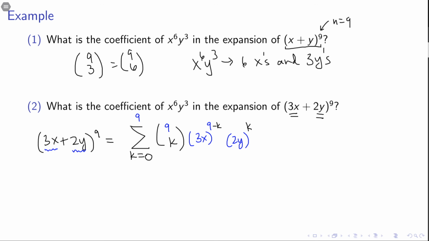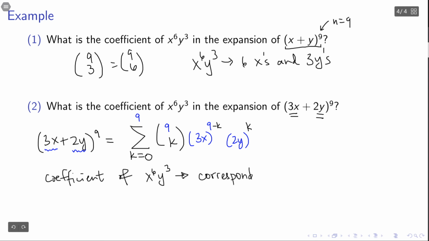In which case, the coefficient of x to the 6th times y cubed, well, to determine that, first you just have to determine which index k it corresponds to. Right, so it corresponds to index k equals 3, because that gives you a power of 6 for x and 3 for y. So the term corresponding to k equals 3 in the summation is equal to 9 choose 3, right? Just plug in 3 for k.